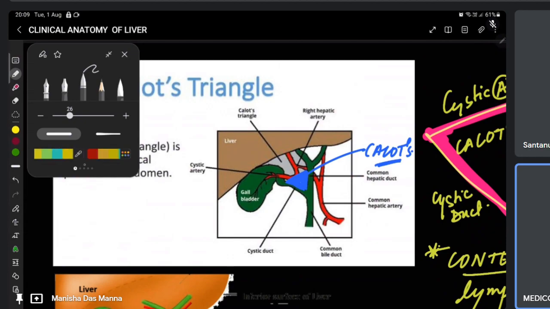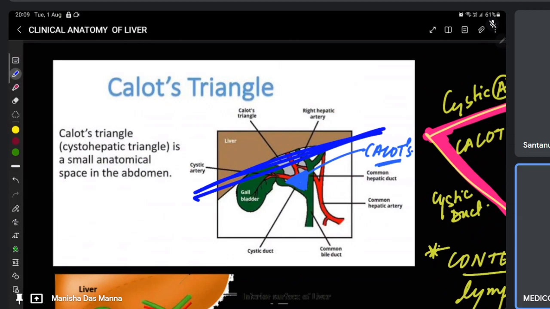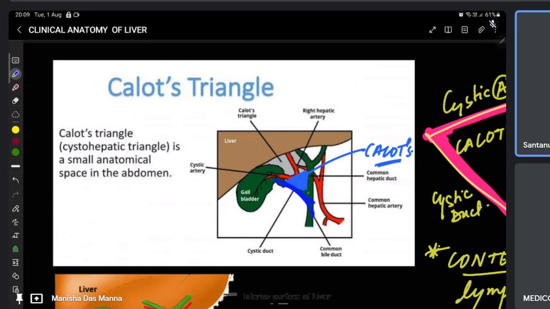Are you appreciating the inferior border of the liver? Yeah, this is the inferior border of the liver. And this is the gallbladder. Are you appreciating the gallbladder? And what is this? Are you appreciating these things also?